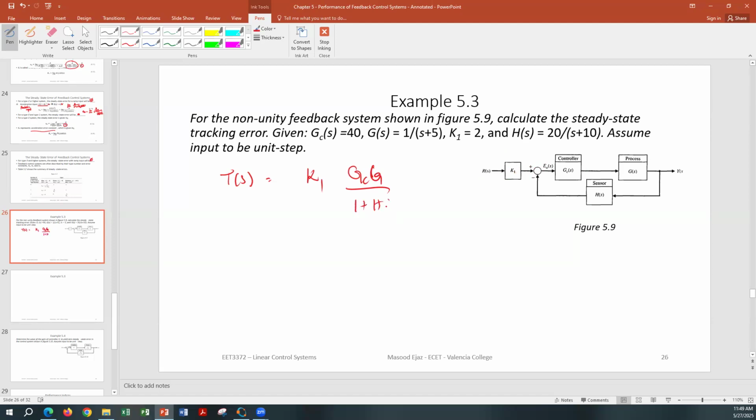Very good. So K1 is, of course, the input gain. So that's going to be K1 times the transfer function of the feedback system, which will be GCG over 1 plus HGCG. And that is multiplied by your input gain K1.